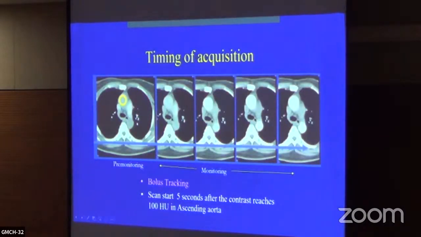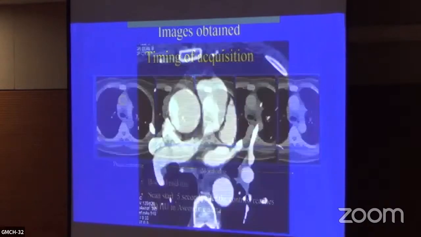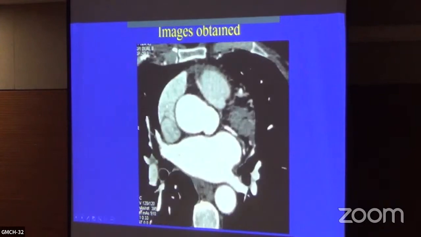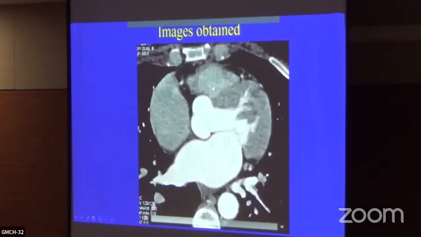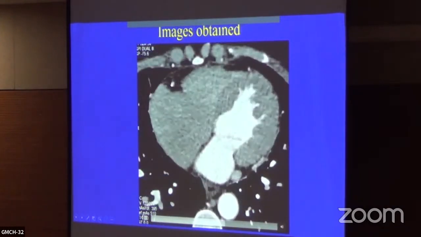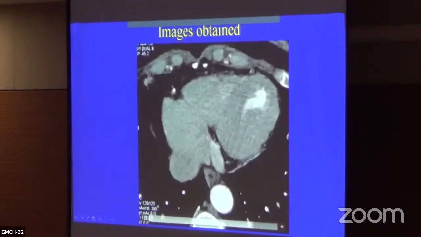Timing of acquisition, so we put a ROI, so we use bolus tracking. ROI is placed in the ascending aorta. For the dual source CT, rather, we put it in the descending aorta, because the acquisition is so fast. So we put them in the DTA. So do the bolus tracking, and as soon as it reaches the required 100 to 120 Hounsfield unit, the acquisition will start. So this is the type of images you want, not too much of contrast on the right side, not too much of streak artifacts affecting the coronary arteries.